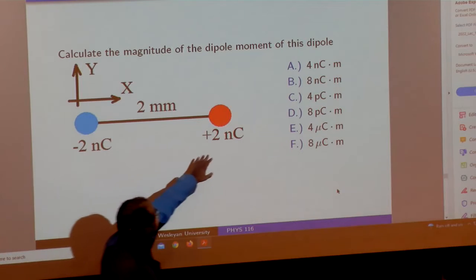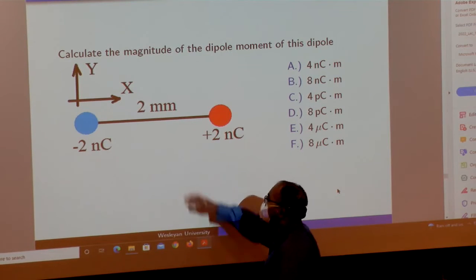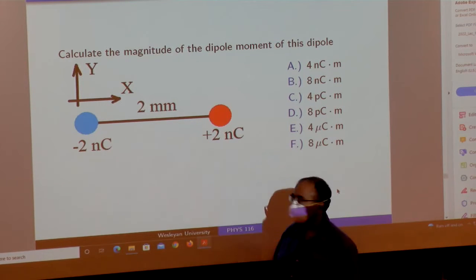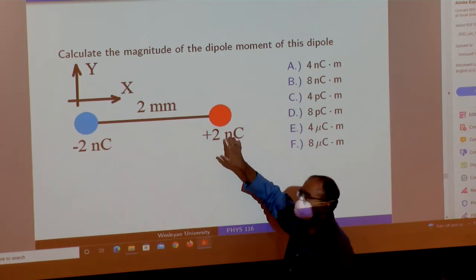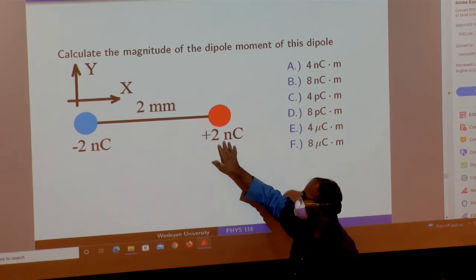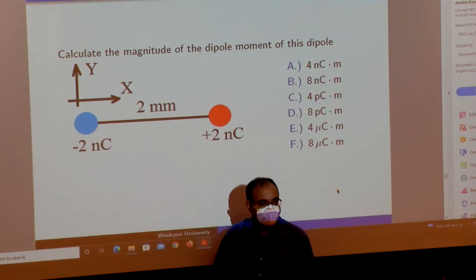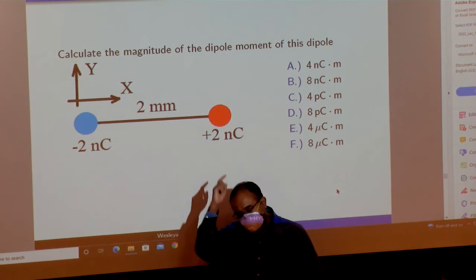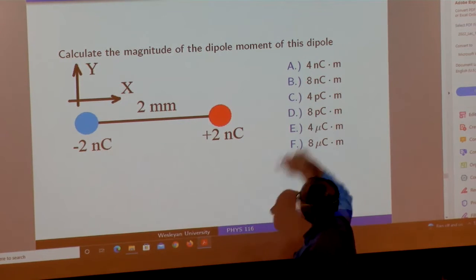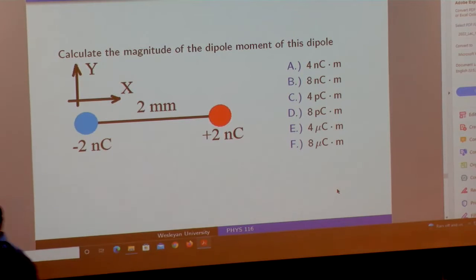If we look at the charge, it's 2 nanocoulombs. Look at the distance, it's 2 millimeters. So we multiply them, so 2 times 2 is 4. Then it's just the powers of 10. So this is 10 to the minus 9 times 10 to the minus 3 is 10 to the minus 12, which is pico, exactly. And so yeah, we have 4 picocoulomb meters.